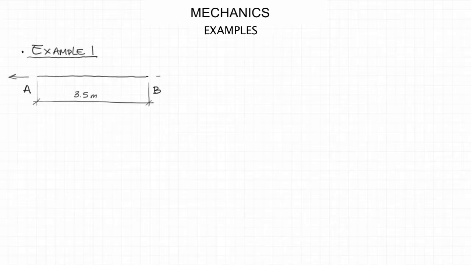So let's begin with the first example, in which a straight bar AB has a length of 3.5 meters, and the bar is subjected to an axial force P, which has a magnitude of 200 kilonewtons.